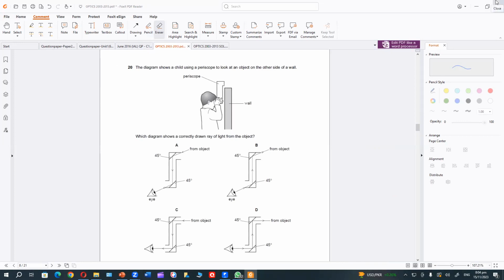The diagram shows a child using a periscope to look at an object on the other side of a wall. The diagram shows a correctly drawn ray of light from the object. A periscope is an apparatus used a lot by submarines, and you can observe something from a lower or higher position. It is a fairly common sense style question. You have to look at the arrows. Now you have to attempt this question.